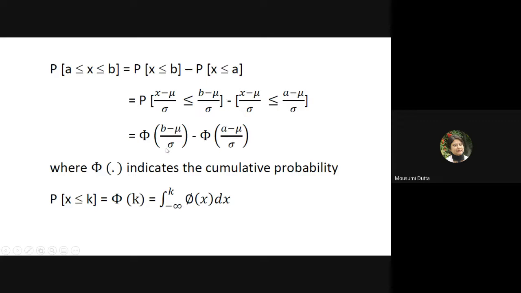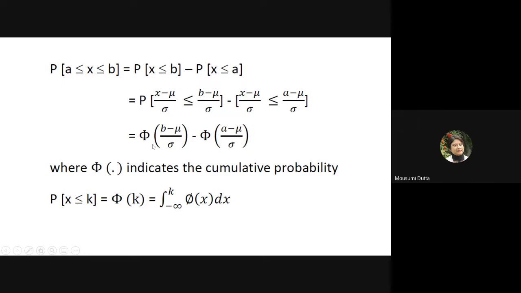So I'm talking about the distribution now: the area under the curve to the left of a certain point. Actually I'm coming up to (b minus mu) by sigma and calculating the area, and coming up to (a minus mu) by sigma and calculating the area. In other words, the probability of x less than or equal to k is given by capital phi of k, the probability up to a certain point, which is the integral from minus infinity to k of small phi of x dx.